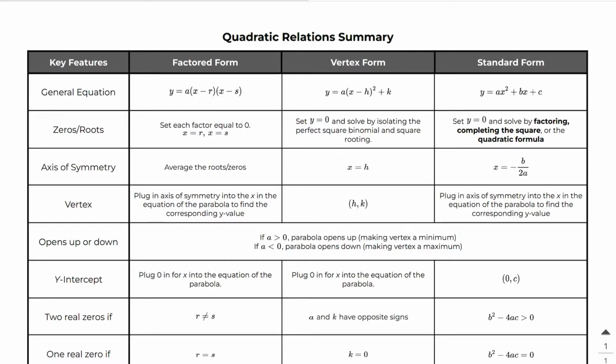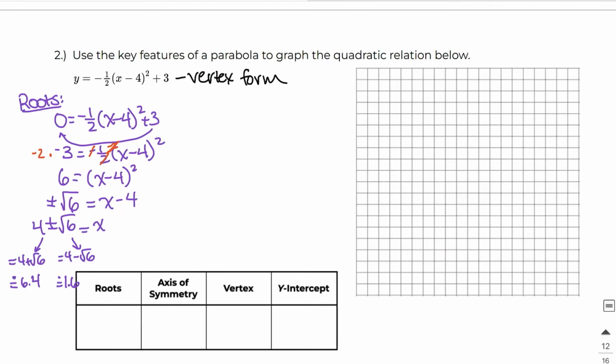Now, let's talk about the vertex next, because that's so much easier in vertex form, and then we'll use that to help us find the axis of symmetry. So don't forget that vertex form tells us the vertex, so our vertex would just be (h, k).